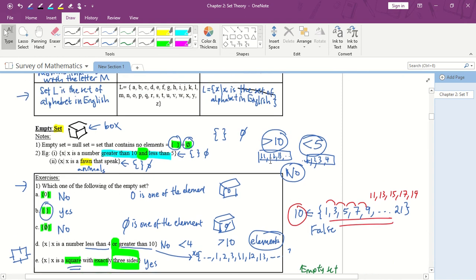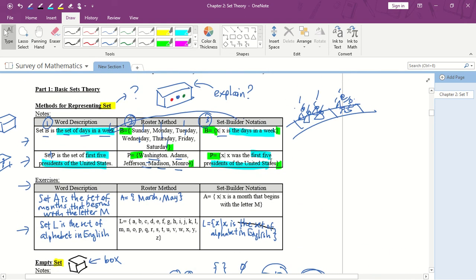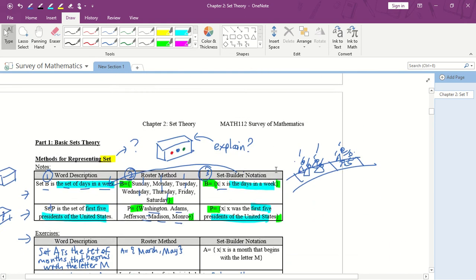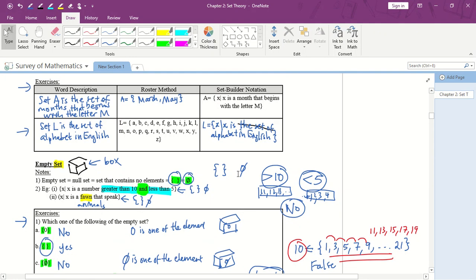Let's look at any more sets. Okay, let's look at this set. L is equal to A to Z. Is this a finite set or an infinite set? The answer is a finite set, because you can count. You know here we have A to Z. You know the number of the alphabet.